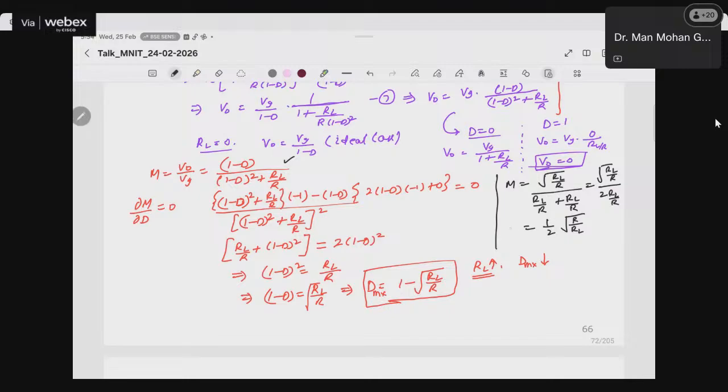So this is the value of voltage gain. From here, we observe that if the RL value is, let's say, 0, then M, the gain, should be infinite. But as RL keeps on increasing, M keeps on decreasing. It means the voltage gain keeps on decreasing. So we can see the impact of increasing this RL, right?